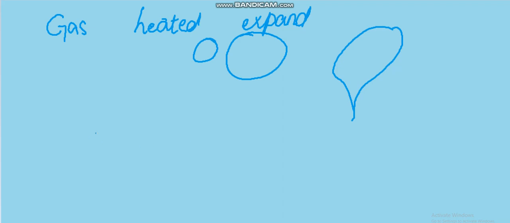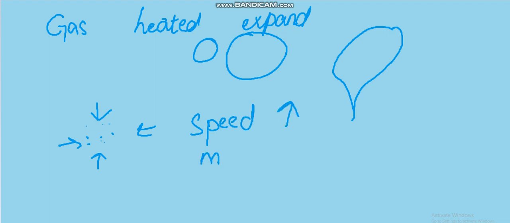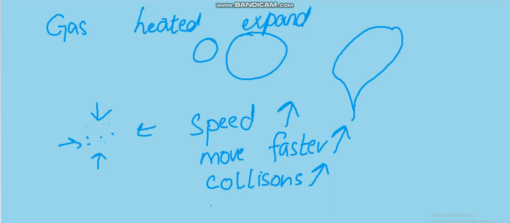Okay, so when heat is provided to gas particles from whatever source, their speed increases, they move faster. When they move faster, they collide more frequently, and the volume that they occupy also increases. As I said in my previous video of kinetic particle theory, the gases will take whatever space is available to them.